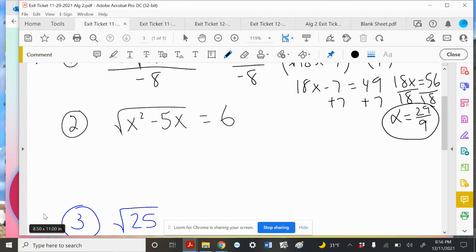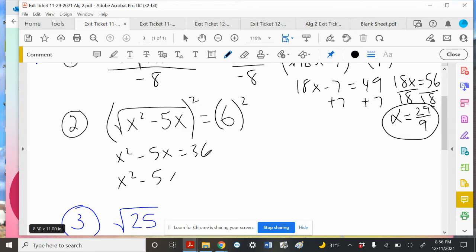For number 2, I have the square root of x squared minus 5x equals 6. Notice I have nothing multiplied on the left side, so I don't have to worry about it. I can immediately go to squaring. So I'm going to square both sides. So that gives me x squared minus 5x equals 36. Anytime I have an x squared, I have to move everything to the same side. So I have x squared minus 5x minus 36 equals 0.